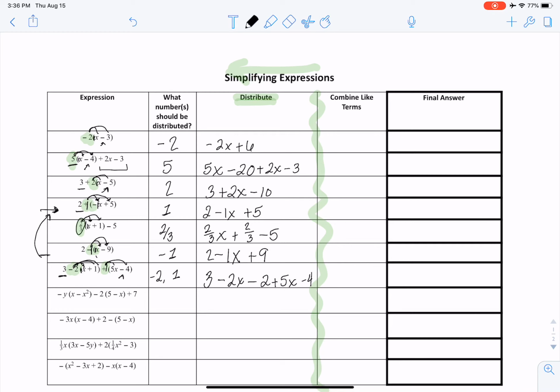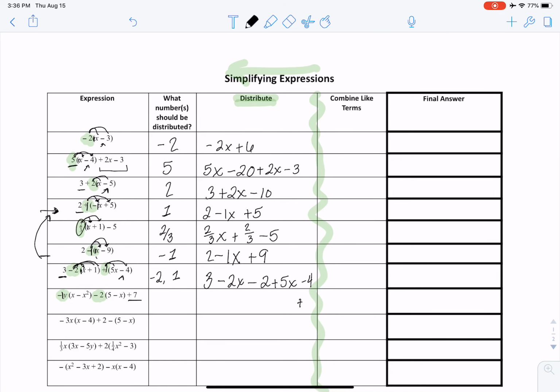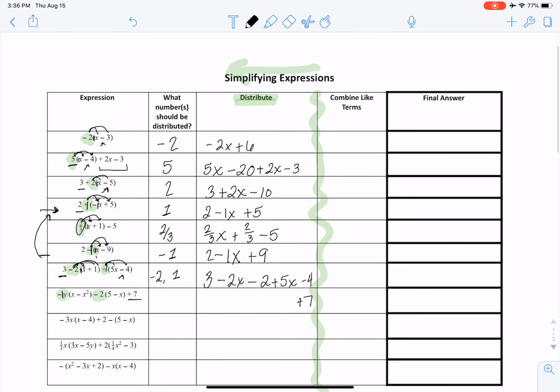The next one is weird because it's not a number on the outside, it's a letter. The thing touching this first parentheses is a -y. Well, there's no number, so anywhere there's no number and we want it in front of a value or a letter, we can put a 1. So really this is -1y. The other thing that's touching a parentheses is this -2. The +7 isn't touching the parentheses, so it's just going to hang out at the end of our answer. We're going to distribute the -1y and the -2.